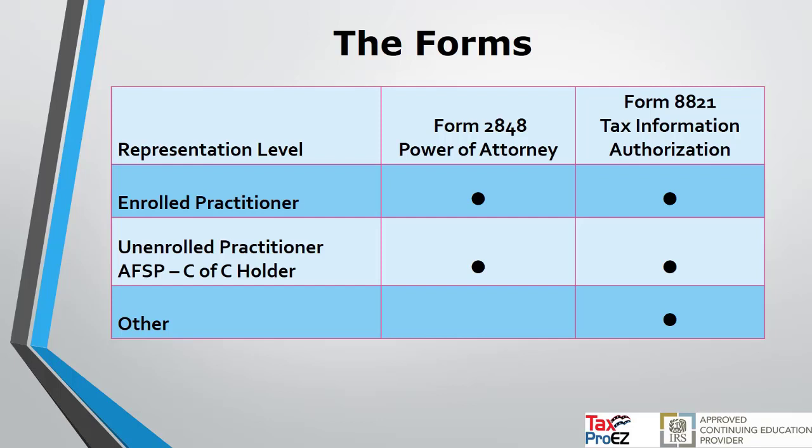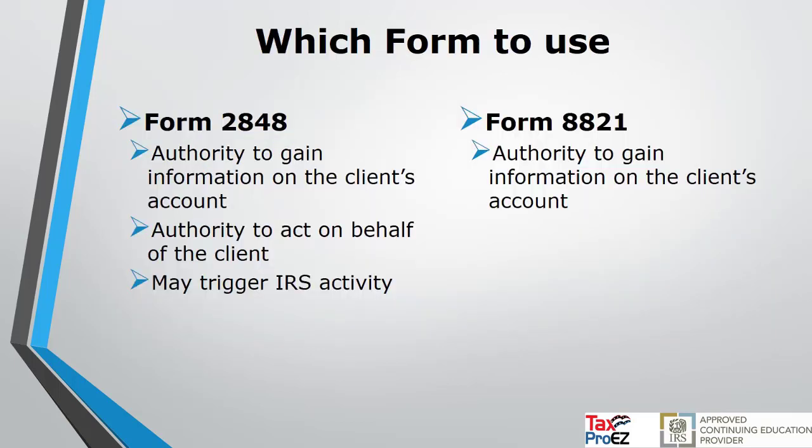I have a good friend that spent 30 years with the IRS, has spent 7 years in practice now as an enrolled agent, and he always gets a Form 2848 because he doesn't want to go back and get a second form signed if he escalates the representation that he's doing. So which form do you use? Again, it's a matter of preference, but you must use the Form 2848 to gain authorization to act on behalf of the client. Using a 2848 and actually contacting the IRS on behalf of the client can trigger IRS activity.